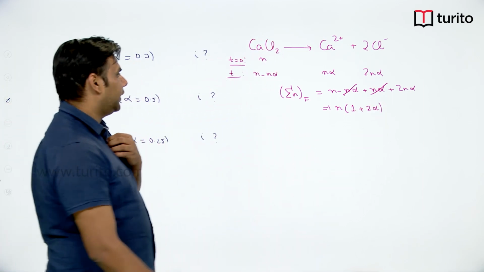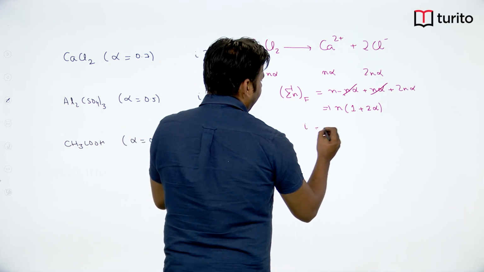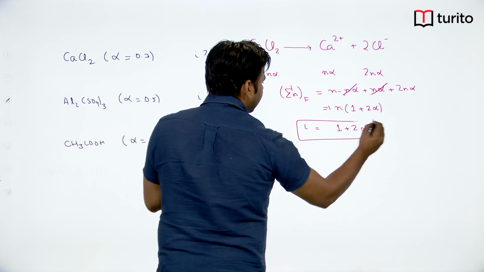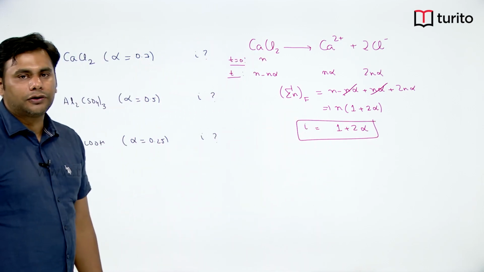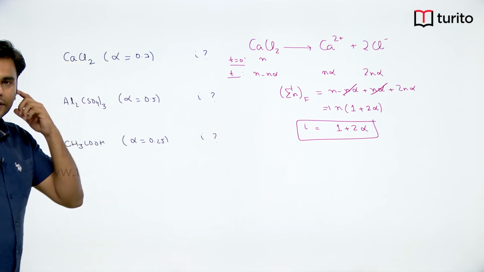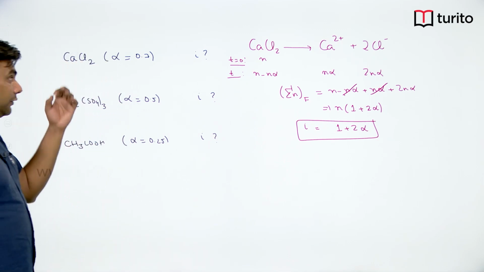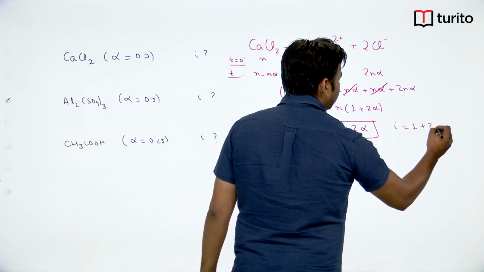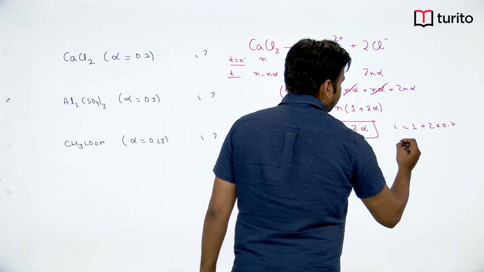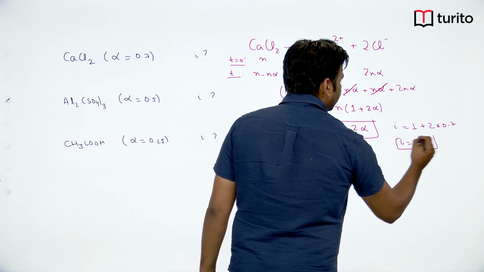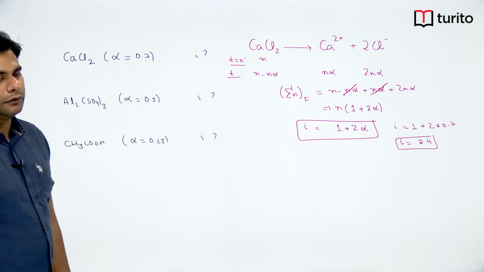Now the Van't Hoff factor would be the total number of particles finally, which was n into 1 plus 2 alpha, divided by the total number of particles initially, which was n. So we get the value of I as 1 plus 2 alpha. The alpha value is given as 0.7, so this becomes 1 plus 2 into 0.7, which is 2.4. So the Van't Hoff factor of this would be 2.4.